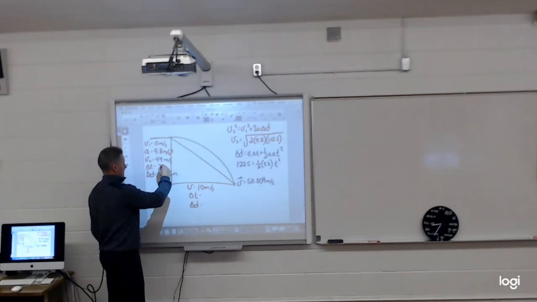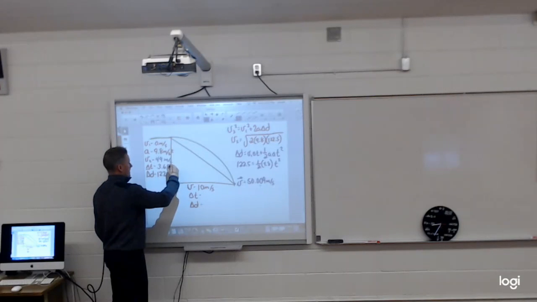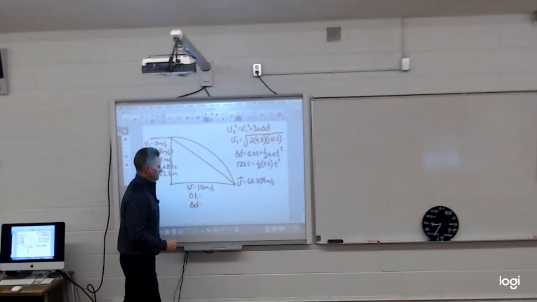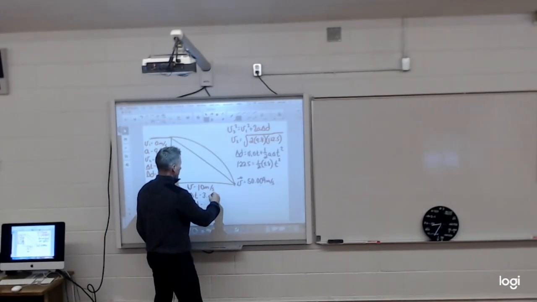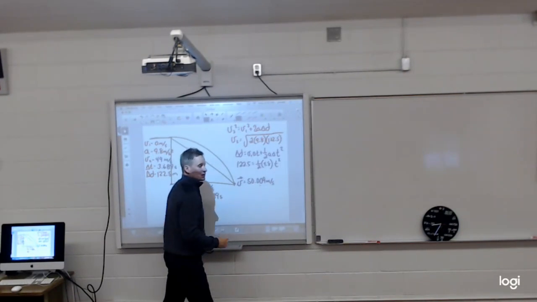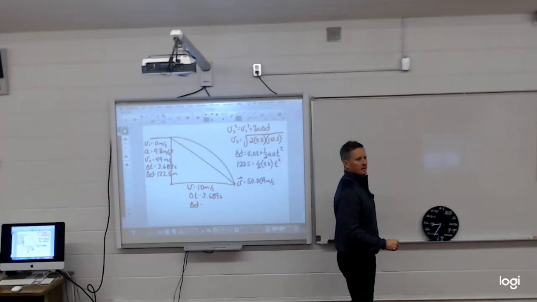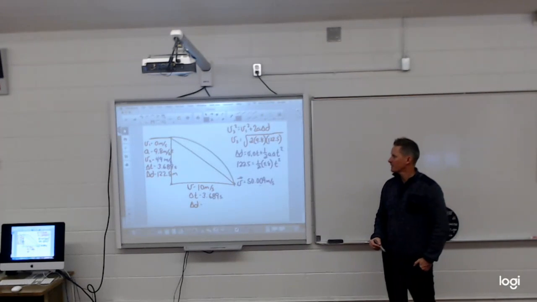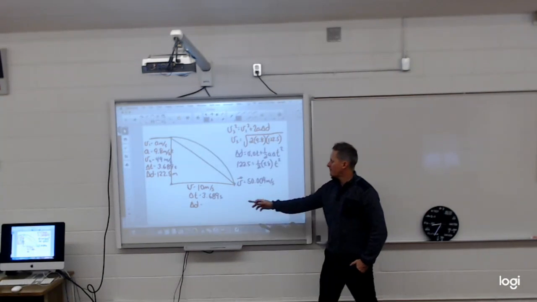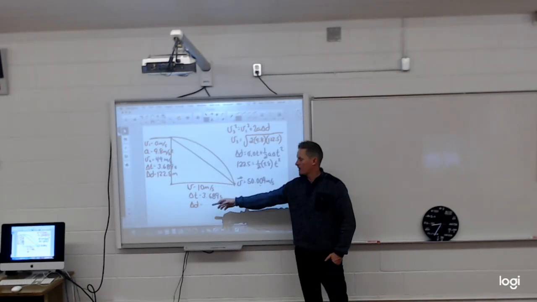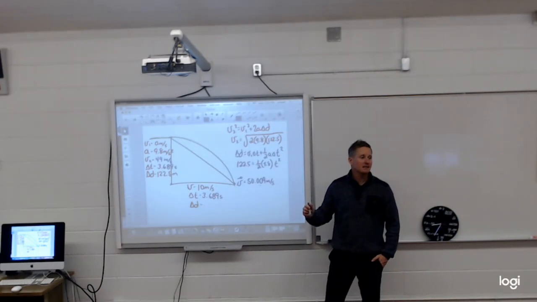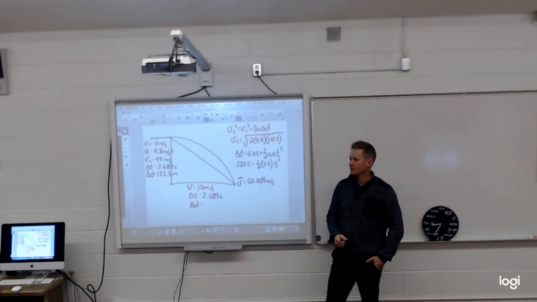3.689. Perfect, 3.689 seconds. All right, that's the total time that it's in the air, so it's also the total time that it's moving horizontally. So if it's moving at a constant speed, could I then find out what the distance is from the bottom of the cliff?